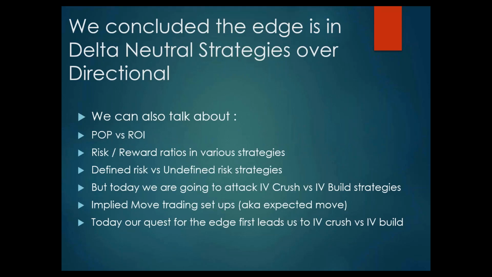So let's move on. We concluded the edge is in delta neutral strategies over directional strategies, for the reasons that I just mentioned, at least in my opinion. Some might argue and say, well, I can have one unlimited profit potential directional strategy, and if it does go to the moon, even though I know the chances of that are slim, I could pay for a lot of losing trades with that one huge winner. This is true, and I'm not going to argue against that.